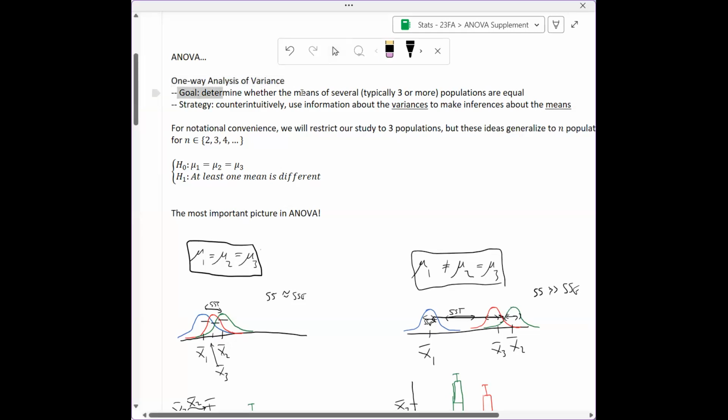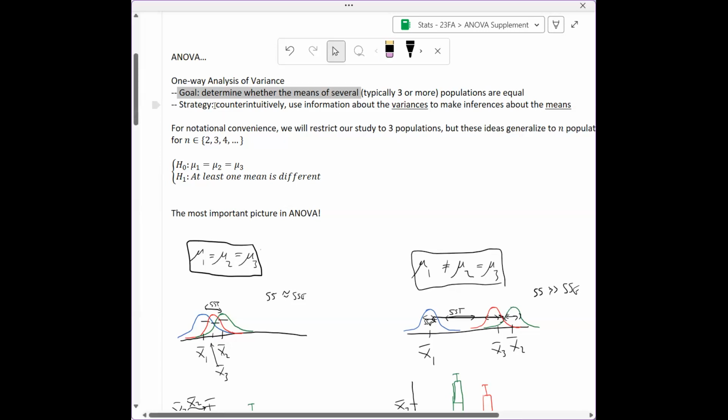So what is the goal of ANOVA? We would like to determine whether the means of several populations, typically 3 or more, are equal. So we have 3 different populations. Maybe we could think of it, for example, as a control group and 2 treatment groups. And we want to know, is their mean time to recovery all the same, or do we think that there's at least one mean that is different from the others?